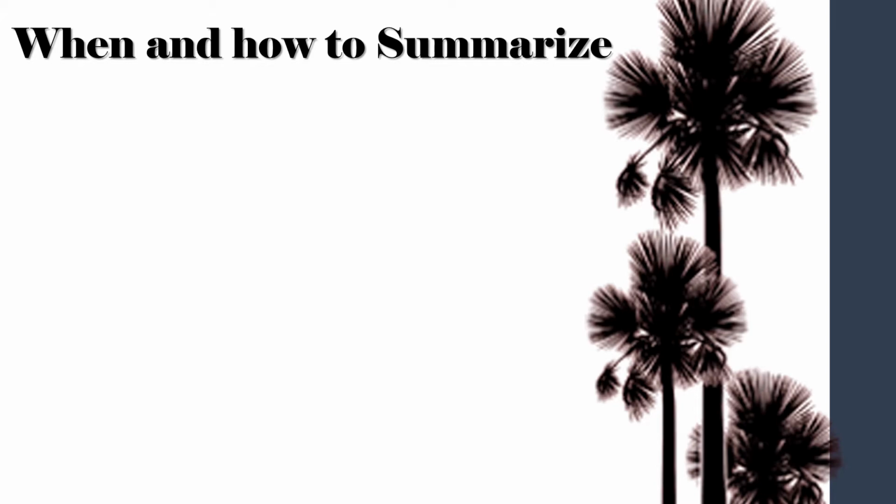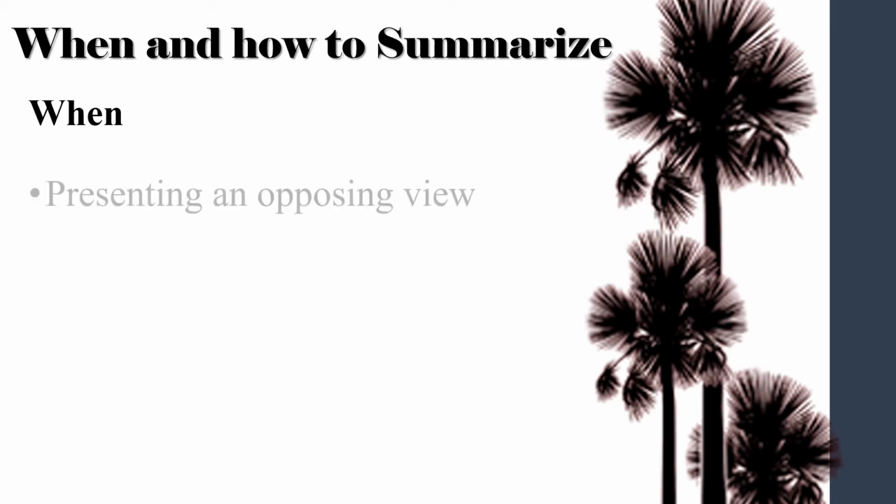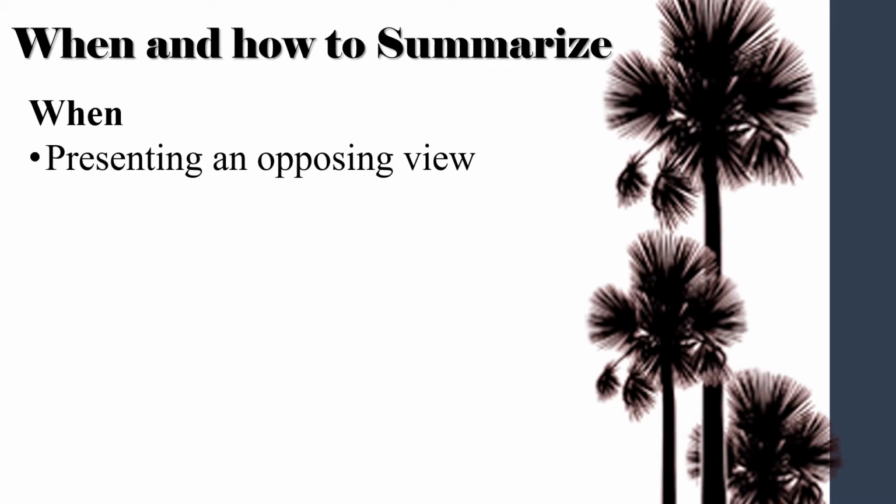Summarize your source's argument when you are presenting an opposing view. This is vital if you want to maintain your authorial voice. The idea here is that your writing is your voice. Whenever you quote directly, you are allowing another voice into your narration. If this is an opposing voice, you run the risk of derailing your authority over your argument.